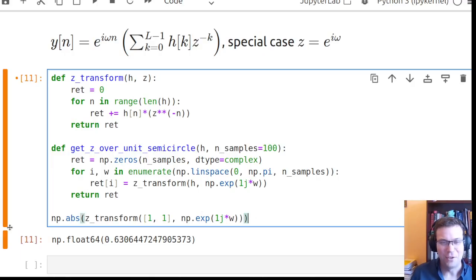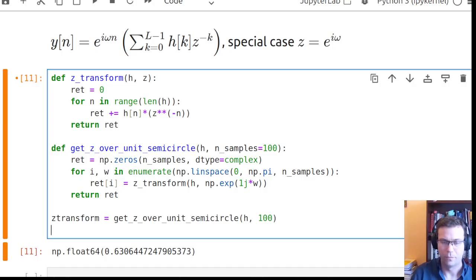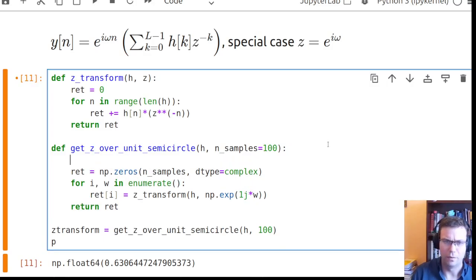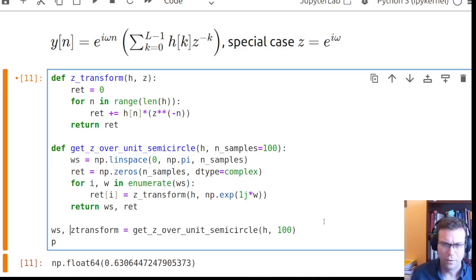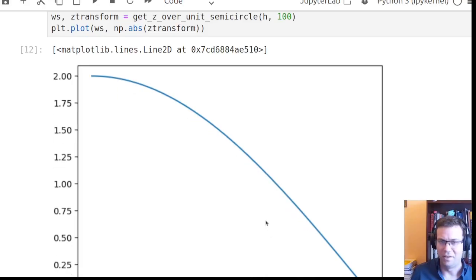Okay. So let's just look at this one more time. I'll say z transform equals get z over unit semicircle of this impulse response, and I'll say 100 samples. And actually, let me go ahead and also return my omegas to go along with this to make it a little bit easier to plot. So I'll say omega, z transform is get z over unit semicircle. Okay, so let's plot it. I know this does a phase shift also, but let me just look at the magnitude first. Okay, so I get the same thing. Whoop-de-doo.